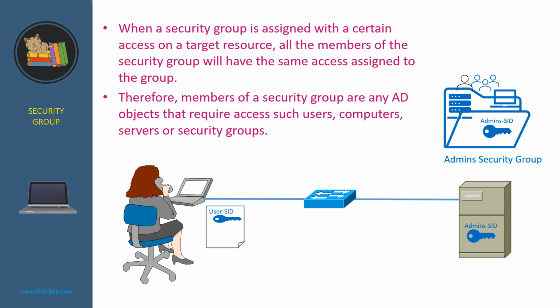Now we add the user's account into the admin security group and have the user log on again. And this time the token of the user has the user SID along with the admin SID. And when the user tries to access the server, access is granted.